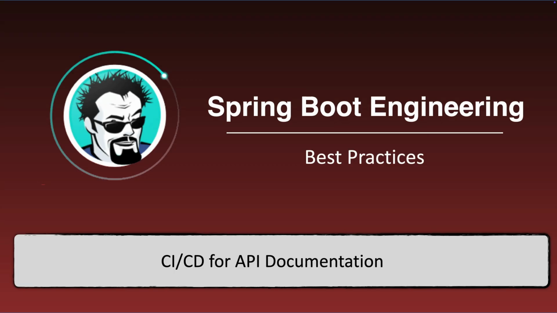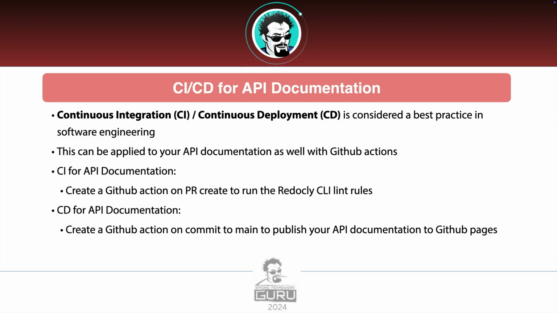In this video, we're going to talk about CI/CD for API documentation. Continuous integration, which is CI, or continuous deployment, which is CD, are both considered best practices in software engineering. It's a pretty common thing to do for software, but we can also do this to our API documentation with GitHub Actions. Pretty easy to do. I'm going to show you how to do that in this video.